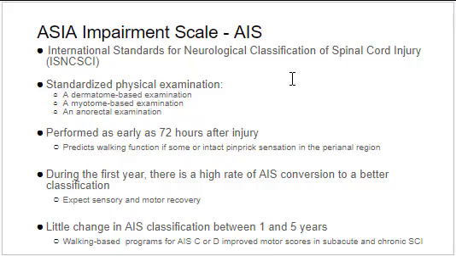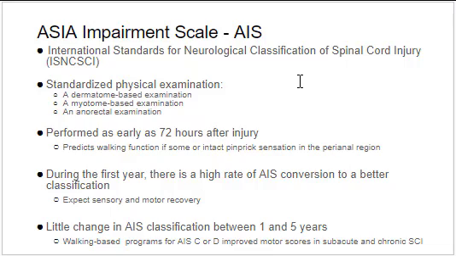Now, I use the terms dermatome and myotome based because these are different than when we typically test dermatomes and myotomes, and we'll talk about why that is. Primarily, this is performed early on, as early as 72 hours after the injury, and the test is standardized to be in a supine position because we're assuming that we will likely have to keep the patient still for a certain amount of time. And this way, it can be standardized from the early episode of care all the way through their entire episode of care.